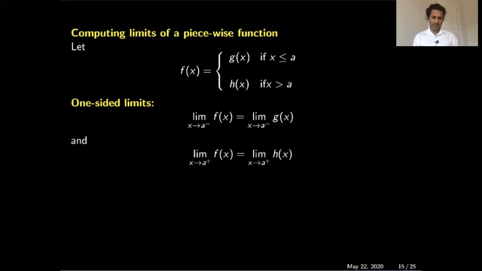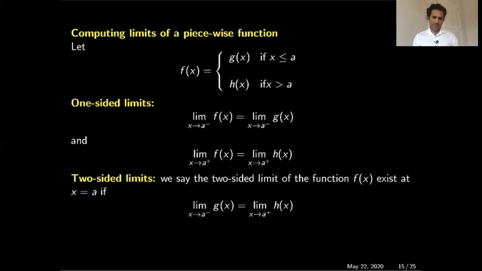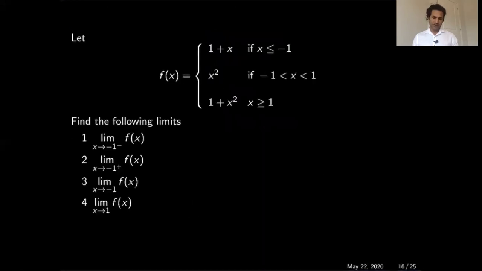And the right limit is basically the limit of the piece on the right side of a. On the right side of a, the piece is h of x. And we say the two-sided limit of the piecewise function exists if these two limits are equal, if the left side limit of the function is equal to the right side limit. Let's practice this concept on an example.